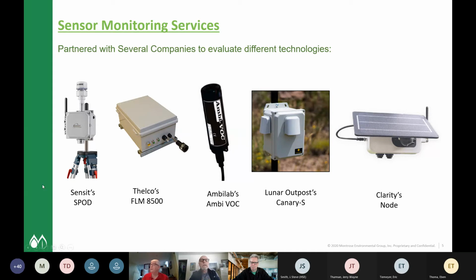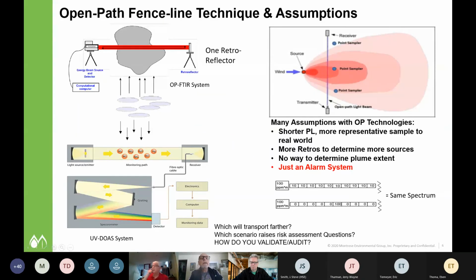So these are nice. We deploy these, we kind of set them and forget them type situation, and a lot of these have been in use for a long time. Doesn't do us a lot of good if we want to cover a lot of area. So if we want to look at a lot of area, then we're going to look at something like an open path fence line system.